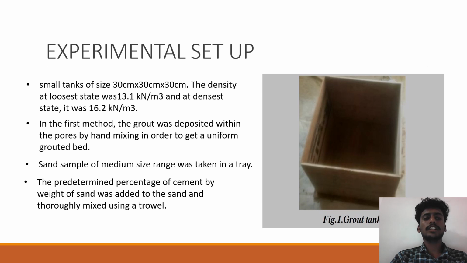In the next slide, the experimental setup of the grouting technique. The small tank size is 30 by 30 by 30 centimeters, and the density at the loosest state is 13.1 kilonewton per meter cube, and at dense state it is 16.2 kilonewton per meter cube. In this method, the grout is deposited by hand mixing in order to get a uniform grouted bed.